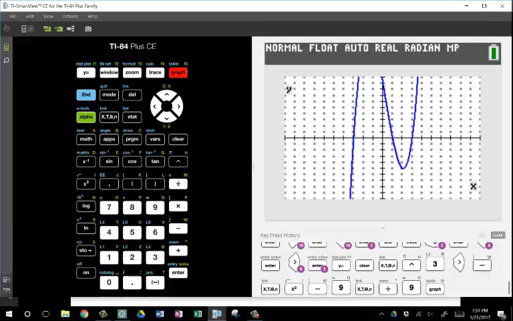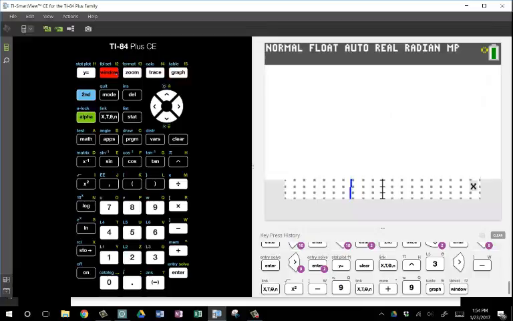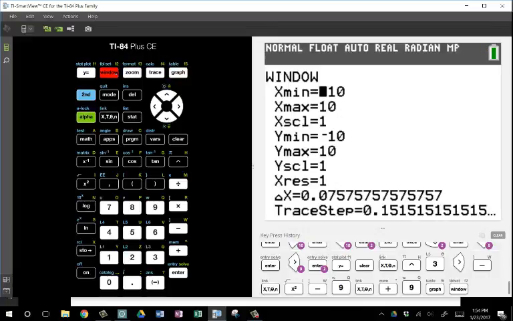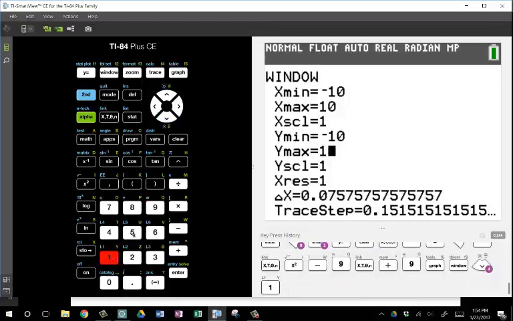Starts low, ends high, right? What do you notice has become a problem here in what you're looking at? Can't see the whole thing. Okay, so what are we going to do? We've got to change our view. How do we change our view? What button? Window. Go to your window and go down to Y maximum. What do you want to change the 10 to? How high do you think you need to go? 15. Okay, I'm going to put in a 15.